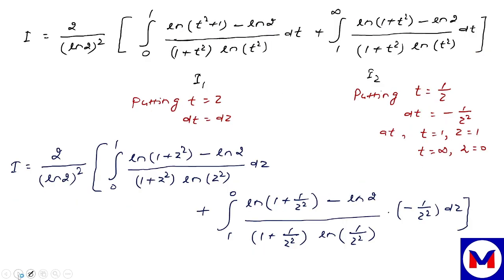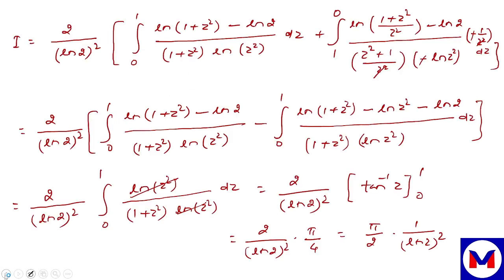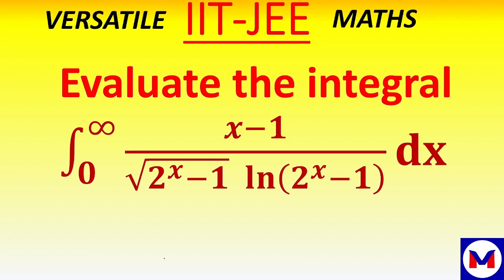That is, the final answer of the given question is I equal pi by 2 into 1 upon (ln 2) whole square, or this can also be written as pi by 2 ln 2 to the power minus 2. This is the required answer of the given question, and this is the final solution of the given question.